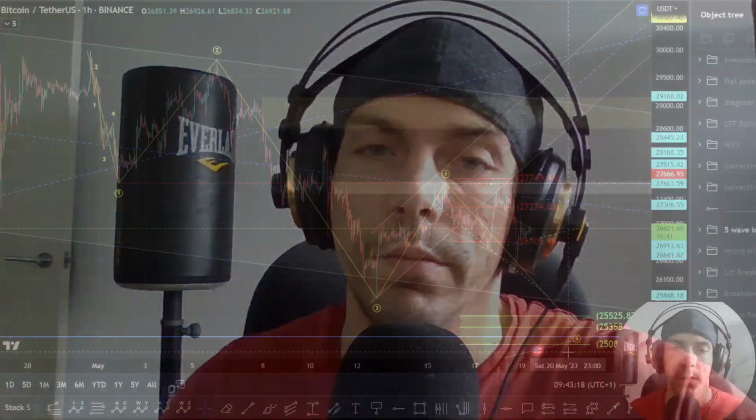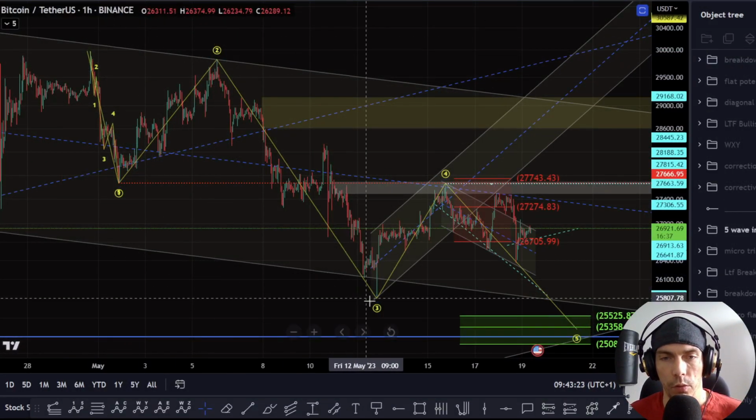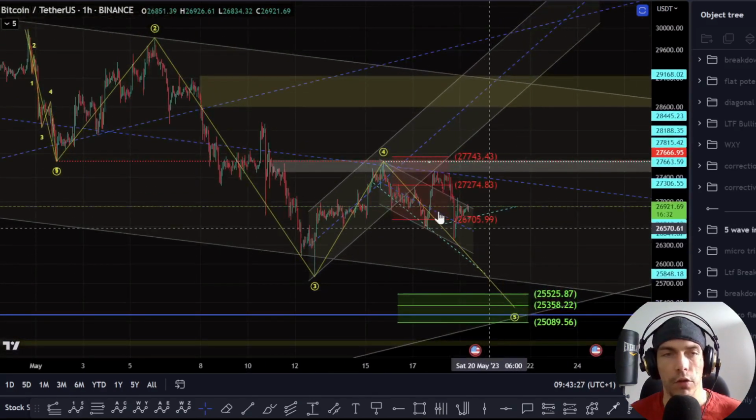Today we're going to be having a look at Bitcoin. Let's get into the price action and see what's going on. So primarily for the bearish case, we're still looking for that potential that we could have this as 1, 2, 3 down into this low here, looking for a fourth and then looking for that fifth wave as continuation.